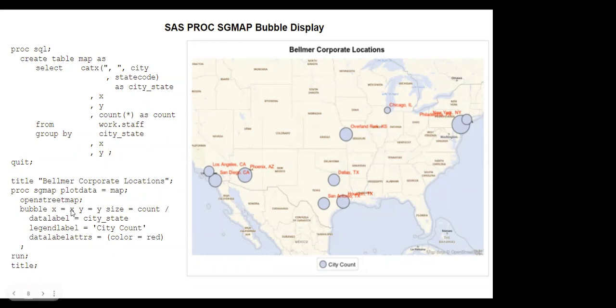So you'll see X equal X. These are the latitude and longitude values. I forget which one's which, but in any event, I'm saying use the count, which is up in the SQL statement right here, for these different cities and states.